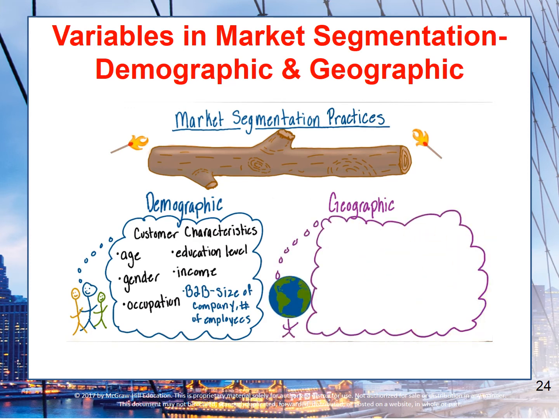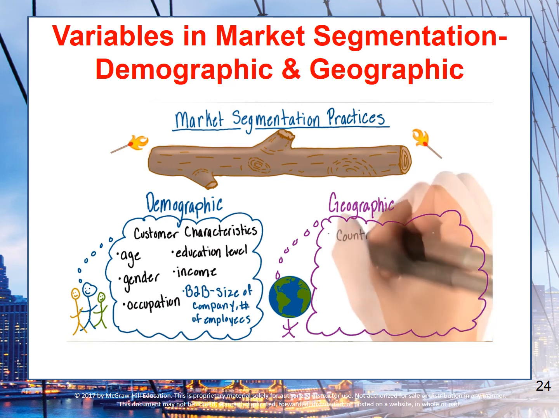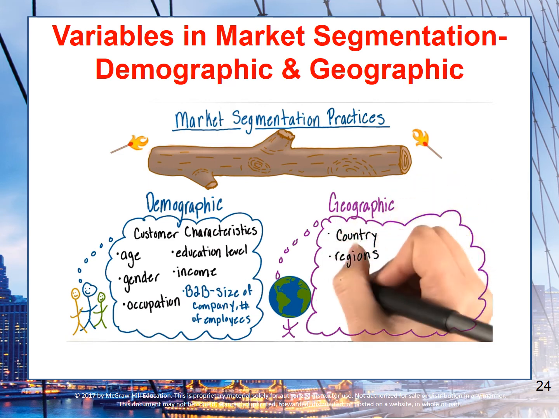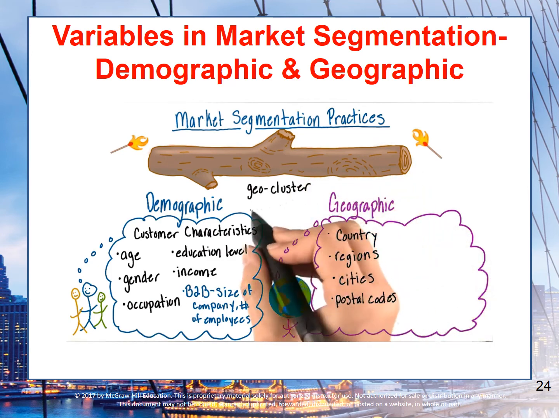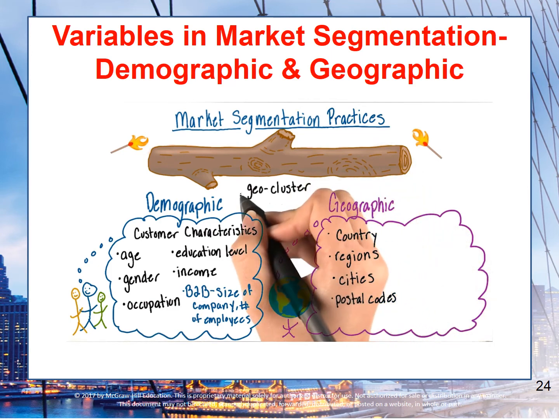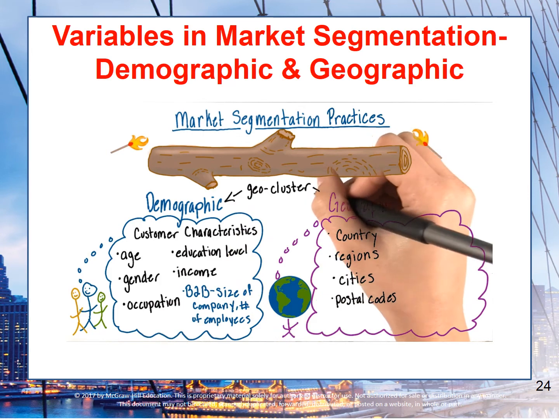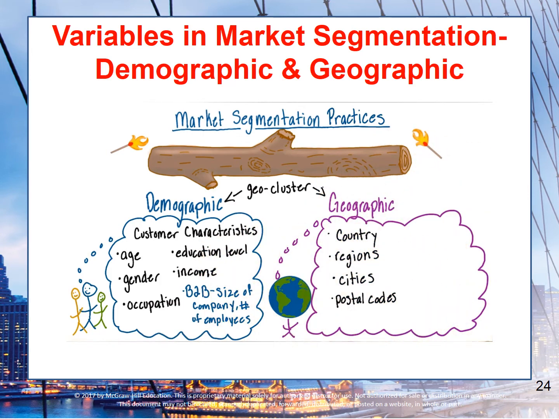Now for the geographic segmentation. This is just segmented by geographic areas, such as the country, regions, different cities, postal codes. Now you can do a geo-cluster approach, which combines demographic and geographic segmentations. You'll look at different demographic information within a certain area to create a more specific profile. Geographic segmentation is really important for international marketing. It's usually your first step.